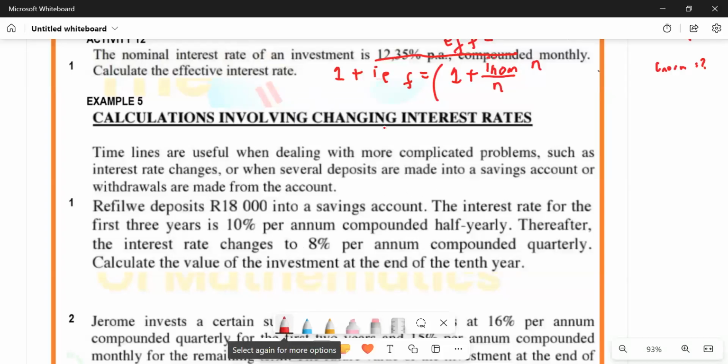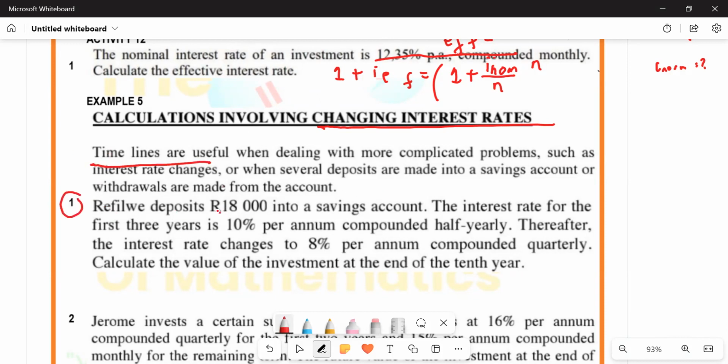Here, we are going to be dealing with questions whereby we are changing the interest first. Principal amount is not going to be changed, but the interest is going to be changed. So if we look at the following here, we are saying timelines are going to be useful. And then let's take example number 5, number 1.